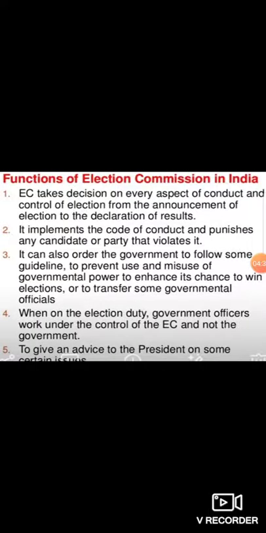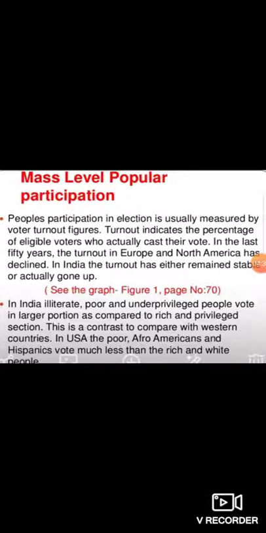Now, students, mass level popular participation. Another way to check the quality of the election process is to see whether people participate in it with enthusiasm. If the election process is not free or fair, people will not continue to participate in the exercise. People's participation in election is usually measured by the voter turnout figure.